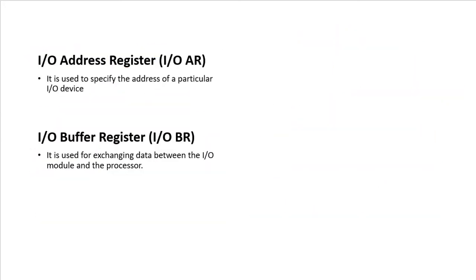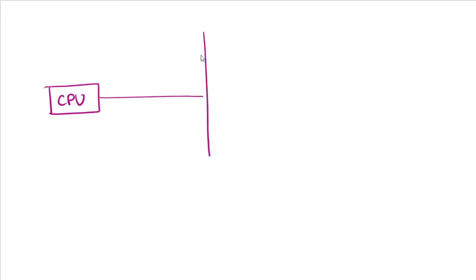Now, the third and fourth are quite similar to the first and second. This is IO address register and IO buffer register. We can see that instead of memory, it is showing IO, right? Now let me give you an idea here first. So there is a CPU, and this CPU is actually connected to many IO devices, right?